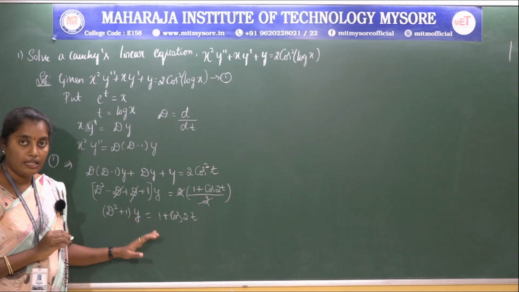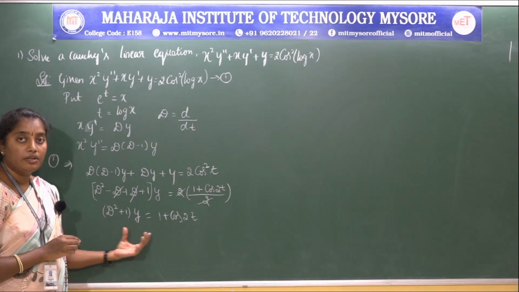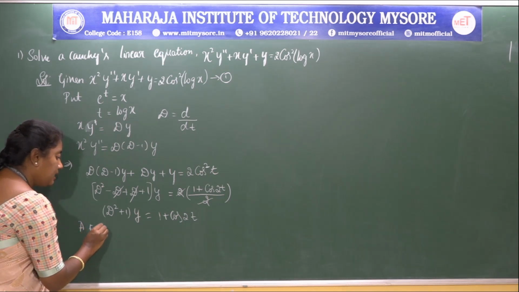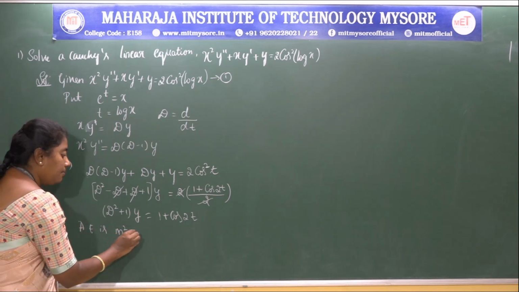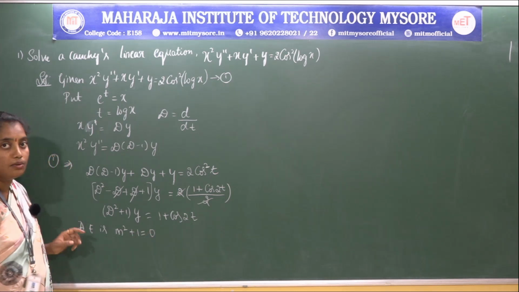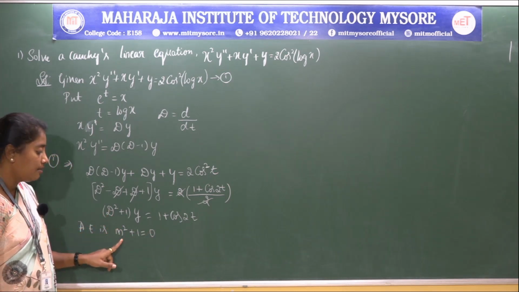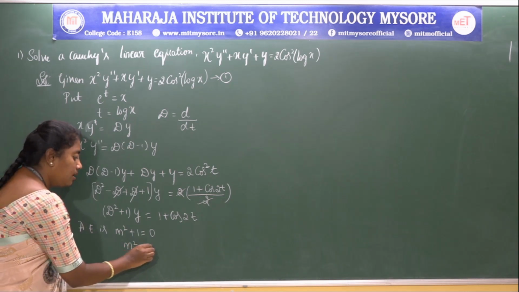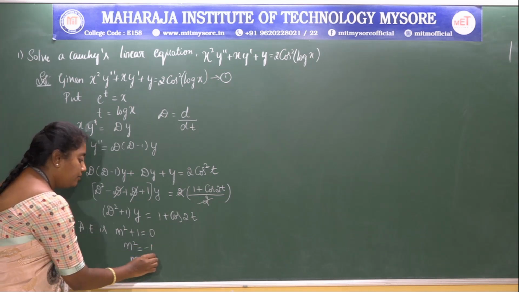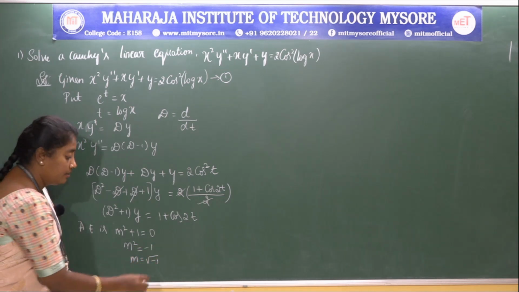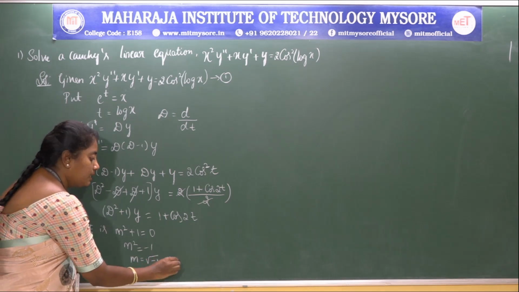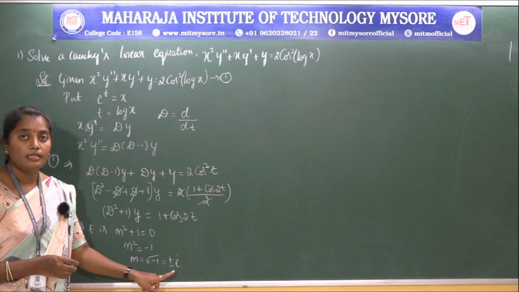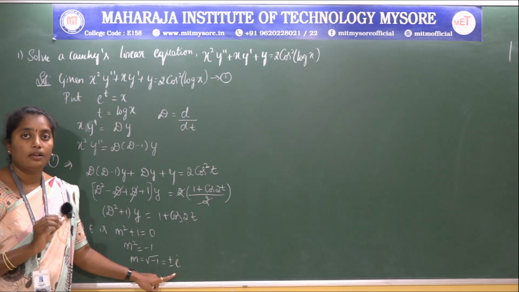So now let us find the solution of this by finding the complementary function and particular integral. To find the complementary function, the auxiliary equation is m square plus 1 is equal to 0. Then m square is equal to minus 1, m is equal to square root of minus 1, which is equal to plus or minus i. The obtained root is plus or minus i, which is a complex root.